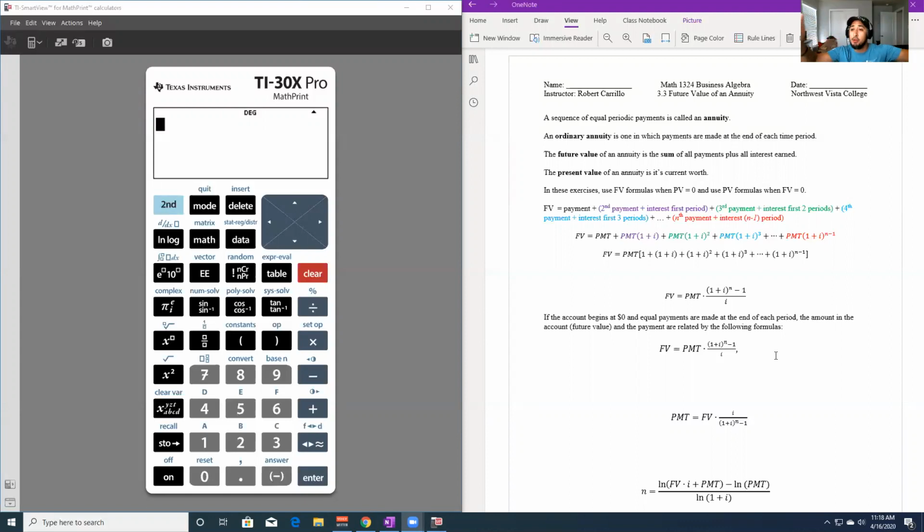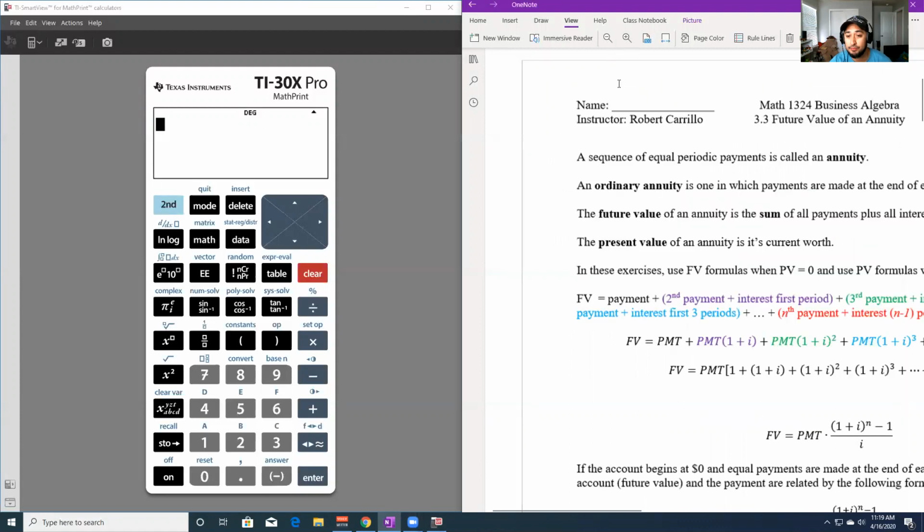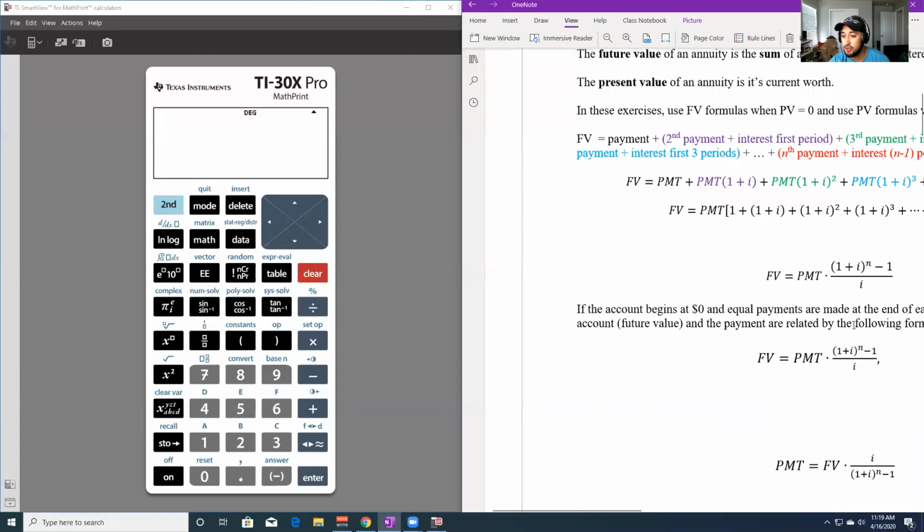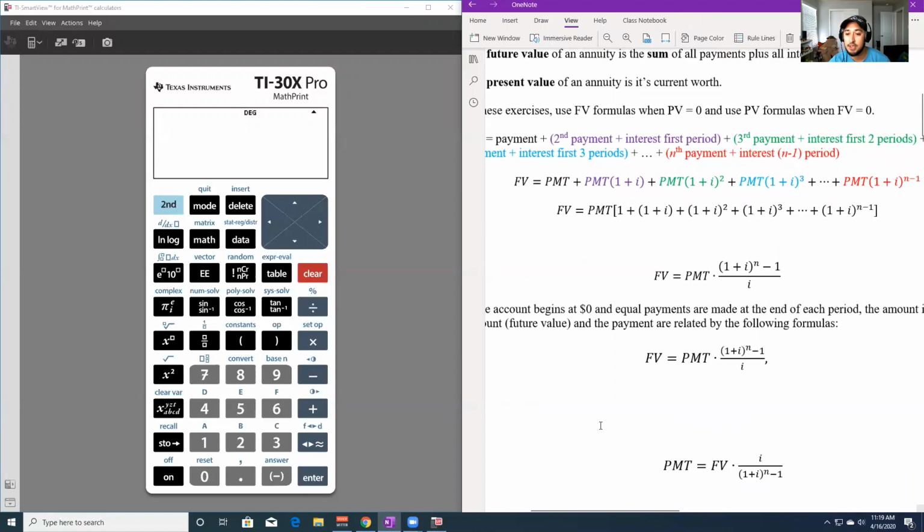We can calculate it one by one, or we could use this lovely formula that sums everything up, which is right here. Future value equals payment times 1 plus I to the n minus 1 over I. This formula will sum up all the payments you make. I mean, it has to be an equal payment. It will sum up all the payments you make to give you that future value amount. Okay, so this is the formula we will be using.